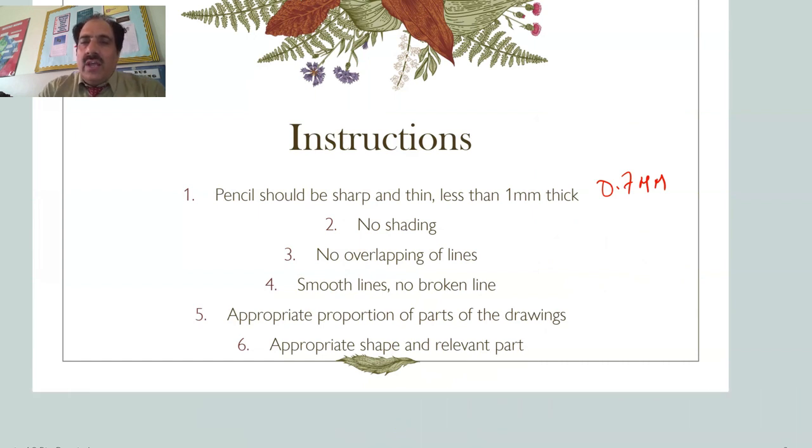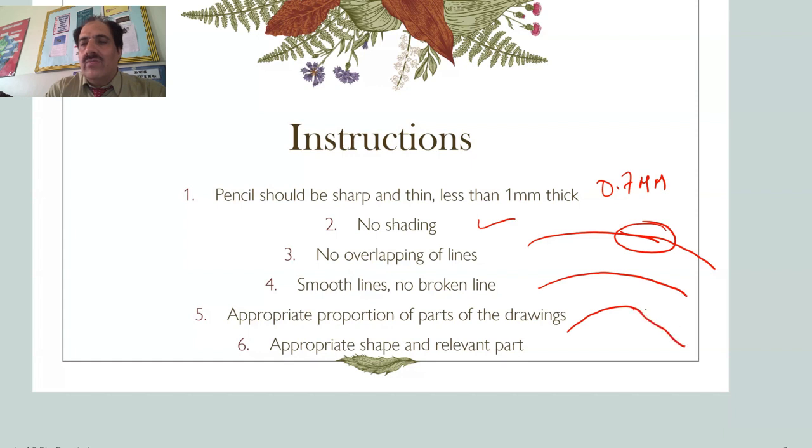There is no shading allowed. We should not shade any part of the diagram. The lines should not overlap. For example, if I'm making a line here, then another line is over here, so these lines are overlapping. We should take proper care that we make the lines smooth. There are no broken lines. Smooth line is like this one, and a broken line, for example, is like this one. So we should not have broken lines over here.